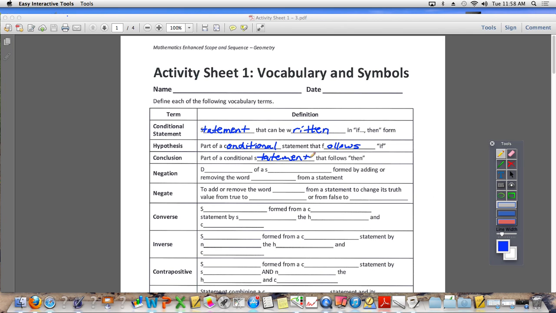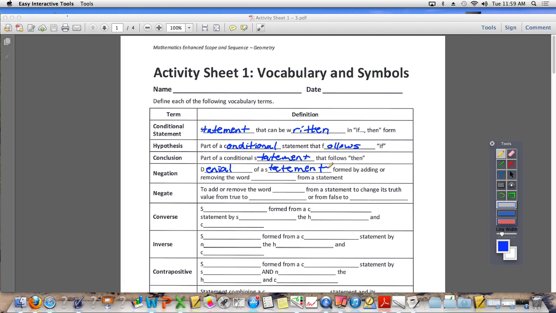The negation of something is the denial of a statement. So, denial of a statement formed by adding or removing the word blank from a statement. Any guesses as to what that might be? Adding or removing the word when you deny something. Close. It's not. You either add the word not or you take away the word not.